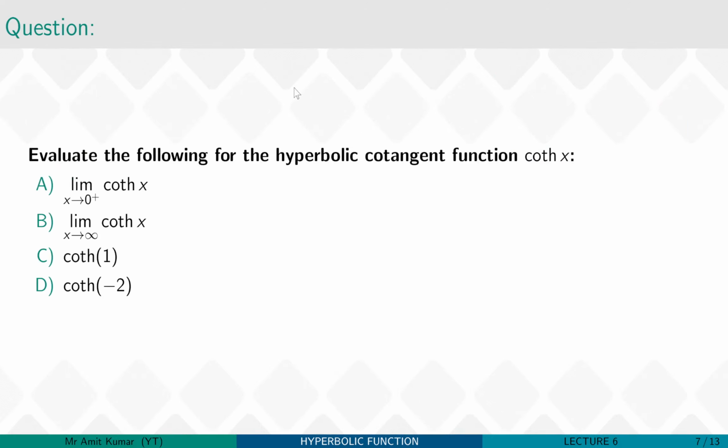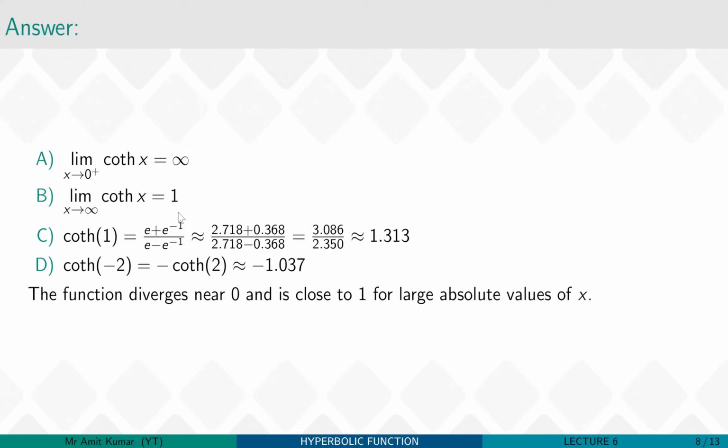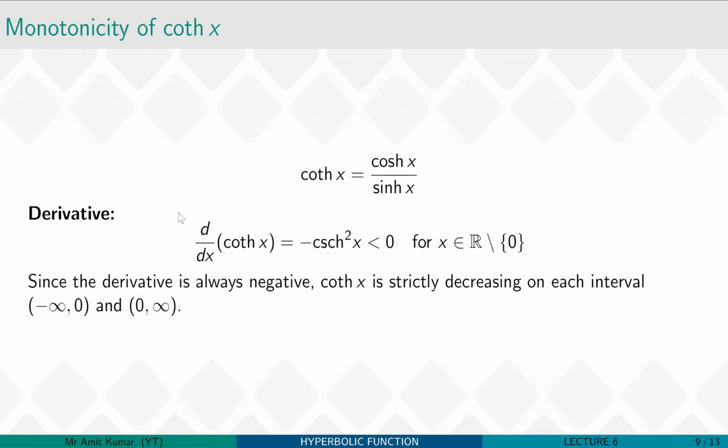Okay, these are the horizontal asymptotes. Next, find the limiting value of coth hyperbolic x when x tends to positive infinity. We have already found this value, and this value. These are the basic things. So I will leave it as homework.